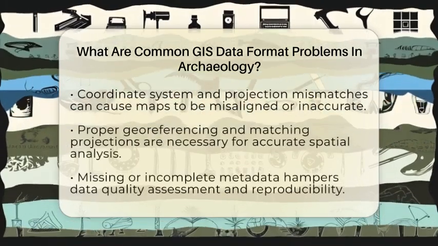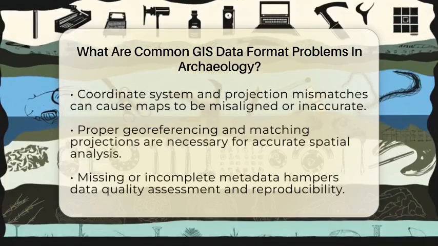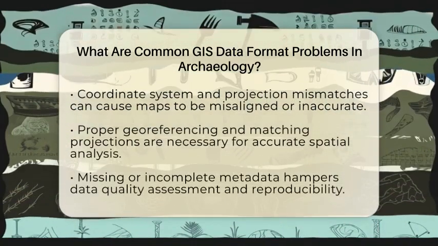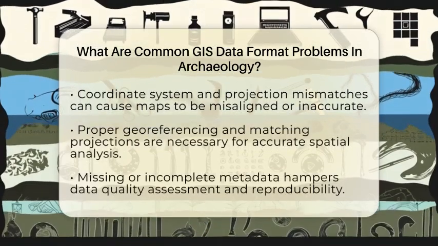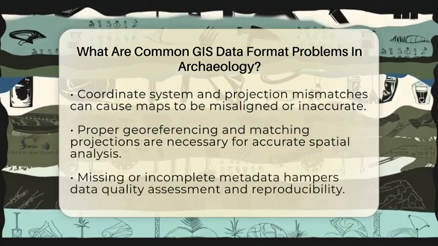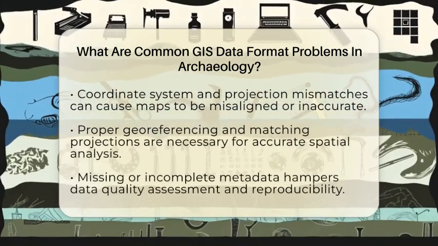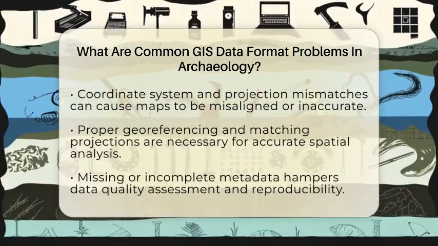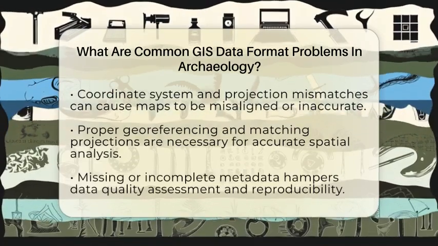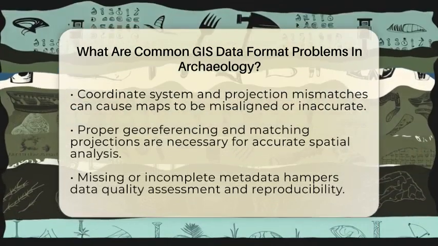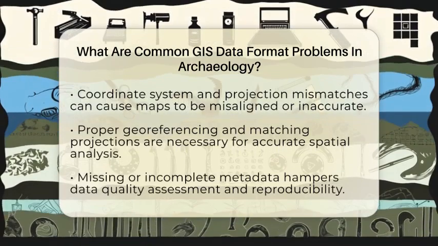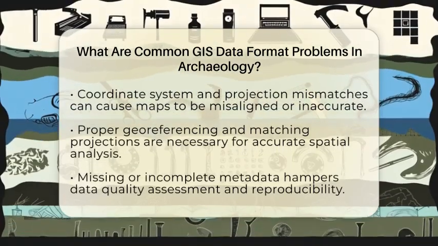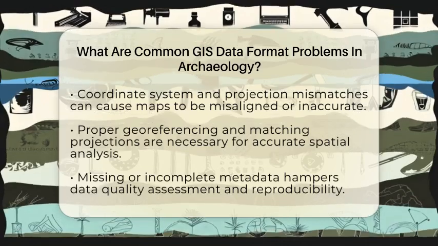be lost. One common issue is coordinate system and projection mismatches. Data collected with GPS devices or from various sources often use different spatial references. If layers are not properly georeferenced, or if their projections don't match, the maps can be off. This can lead to errors in analysis, like misplacing artifacts or misaligning site features. Rectifying aerial photos to ground truth GPS data requires careful handling to ensure everything lines up correctly.